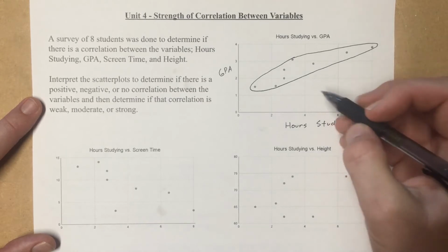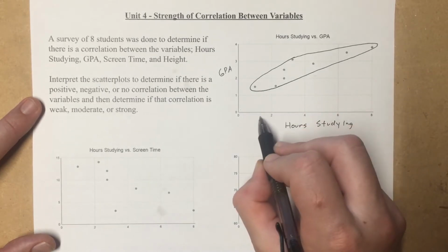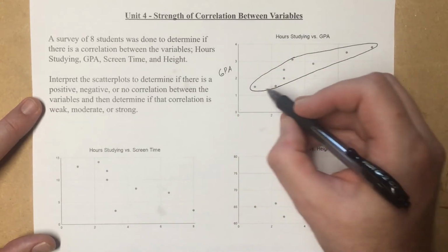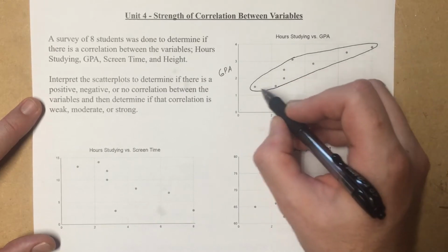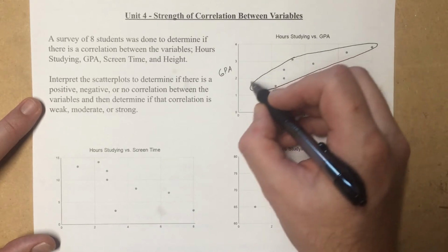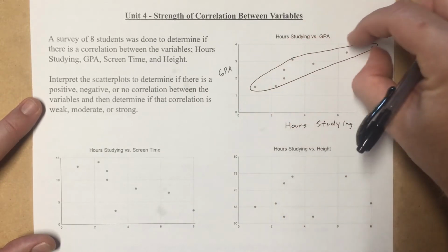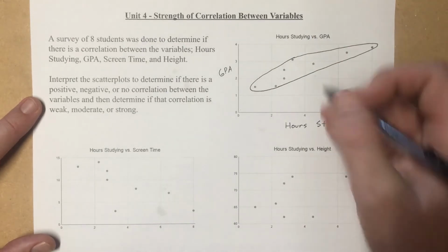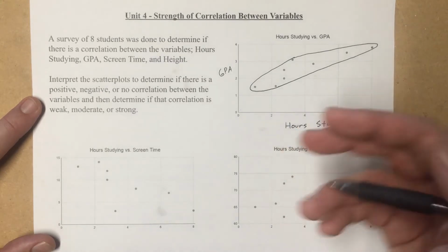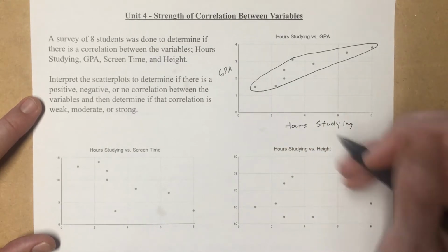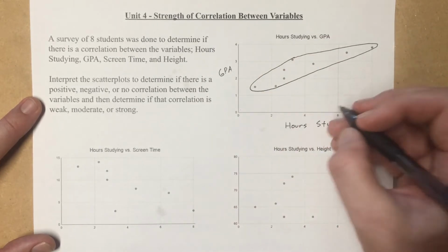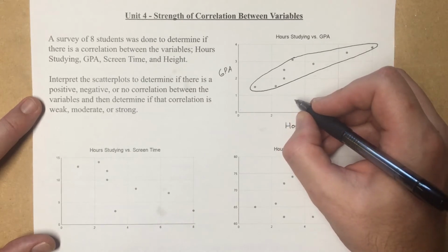And what I can notice is that as the hours studying increases, the GPA is also increasing, and this is at a pretty strong rate. Notice how long and narrow this circle is. All this data is really represented well in this narrow sliver of data right here. So this is what's known as a positive relationship, because as hours studying increases, so does our GPA.